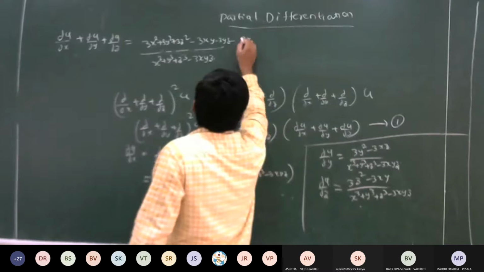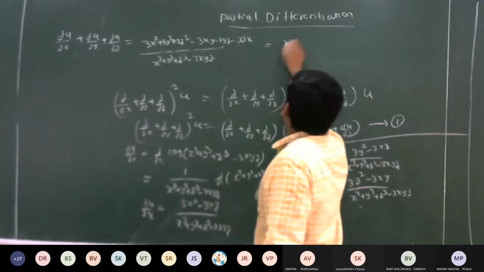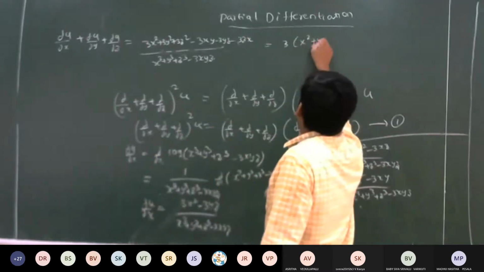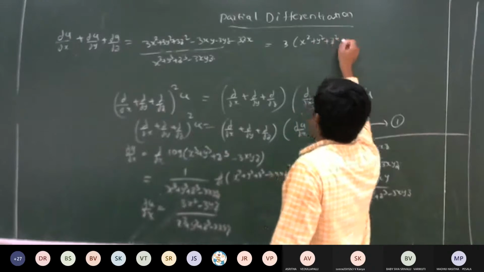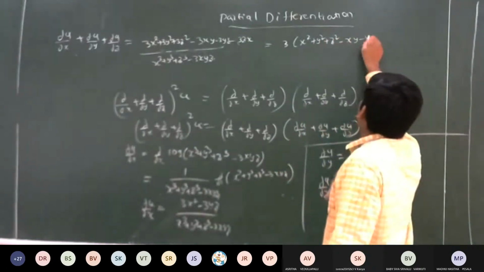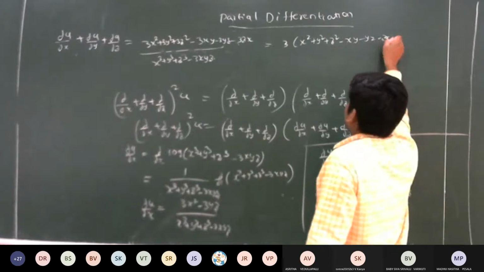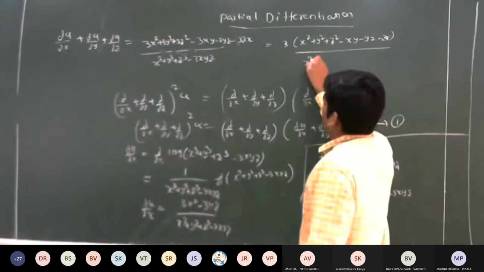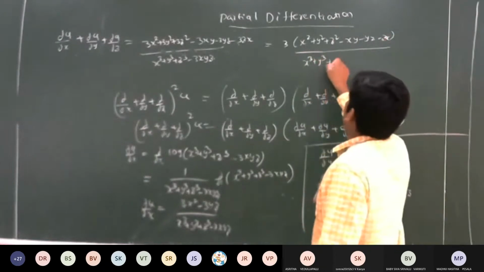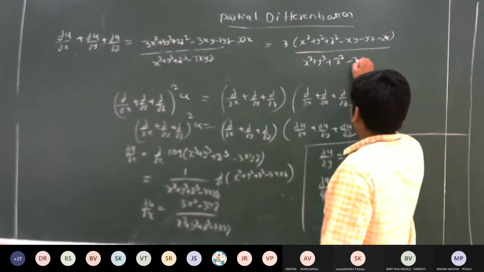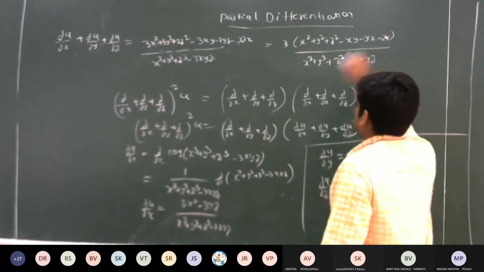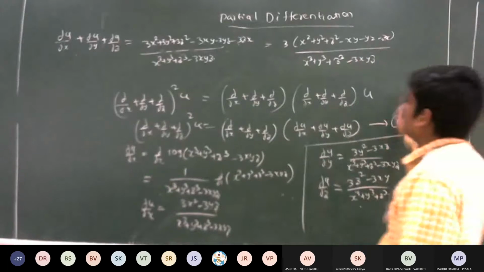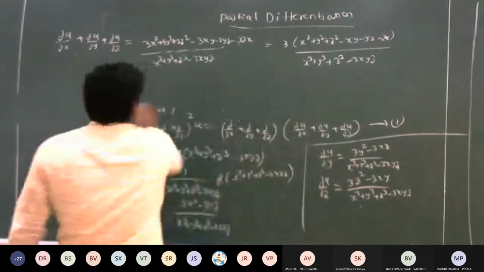So that is 3 times (x² + y² + z² − xy − yz − zx) by x³ + y³ + z³ − 3xyz. But we have a very well-known formula, right?